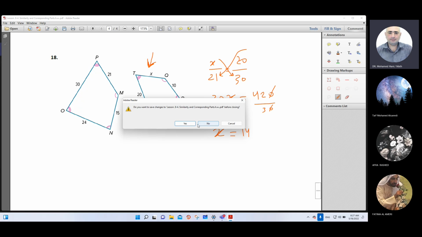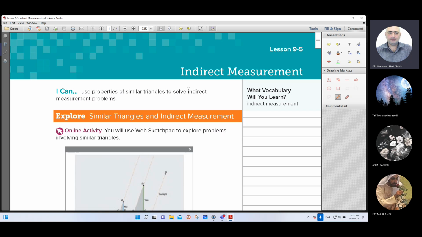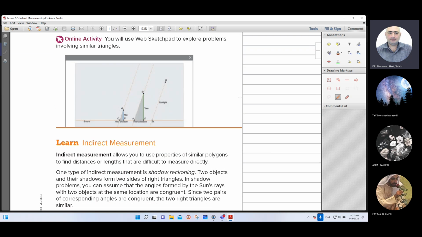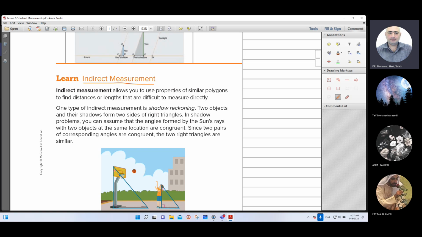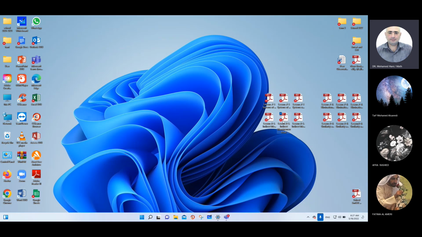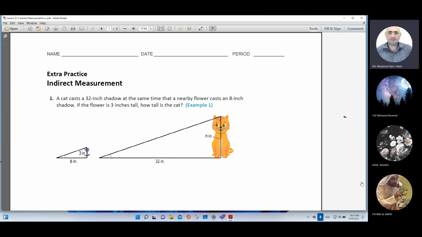So the lesson of today is indirect measurement. What's the meaning of indirect measurement? Indirect measurement allows you to use properties of similar polygons to find distances or lengths that are difficult to measure directly. How? Listen to me, let's solve some examples.